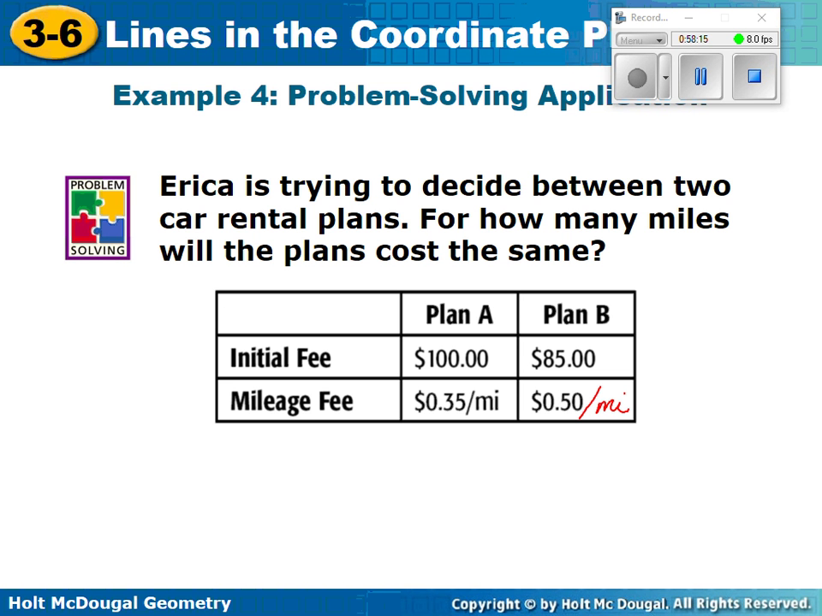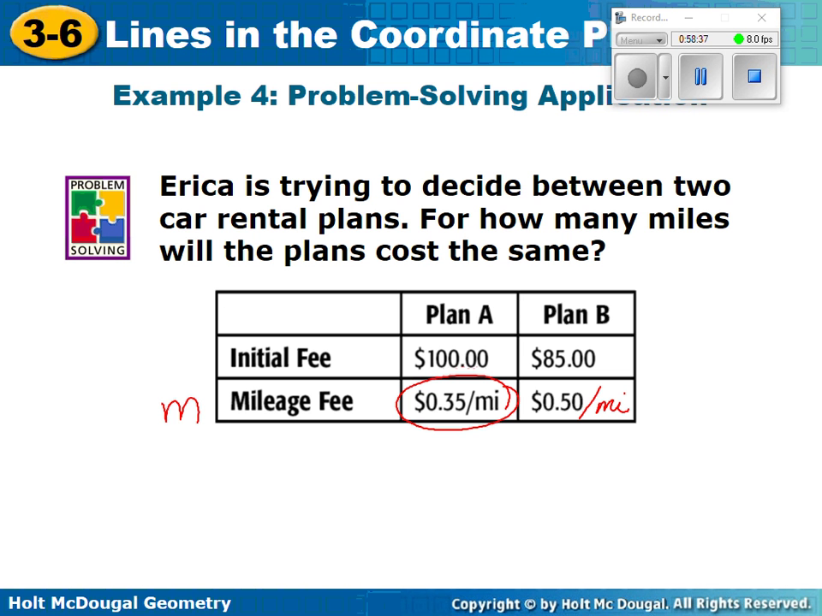Plan A has an initial fee and a mileage fee. The initial fee is $100. The mileage fee is 35 cents per mile. What do you think this represents in terms of a line? Slope, because it is a rate of change. Slope is always a rate of change. This is 35 cents per mile, so this is our M.